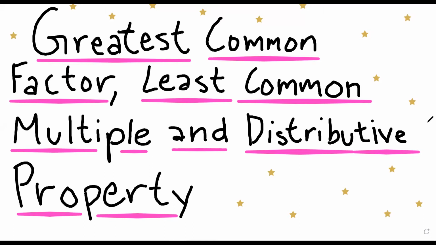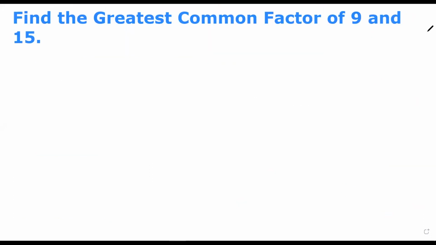Today, we are going to be learning about greatest common factors, least common multiples, and distributive property. First, I want to show you how to find the greatest common factor and the least common multiple of two numbers. Let's start with finding the greatest common factor. Here's an example. Find the greatest common factor of 9 and 15.